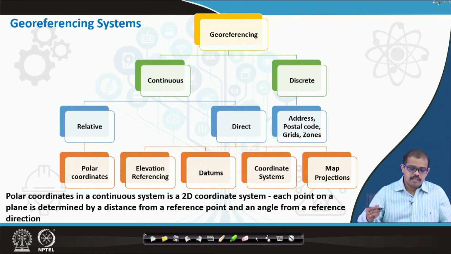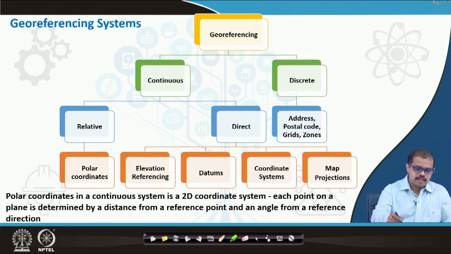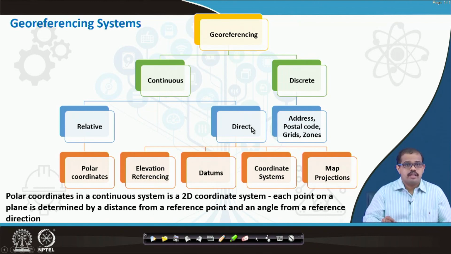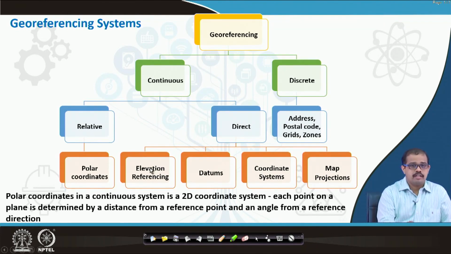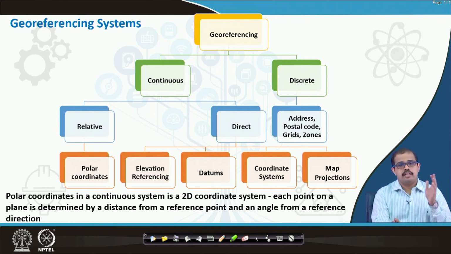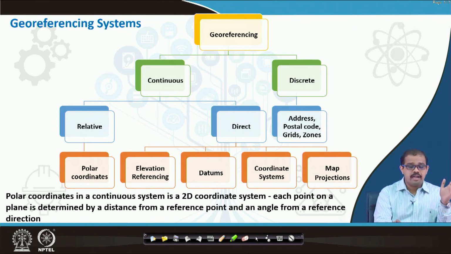Now the other way of looking at it is direct referencing, that is using elevation referencing. You can look at the datums. I will speak about the datums in the next class. Then the coordinate systems, which is extremely important. This is where people actually don't understand the difference between a coordinate system, a projection, a datum, etc., which is extremely important when you are looking at any GIS system.